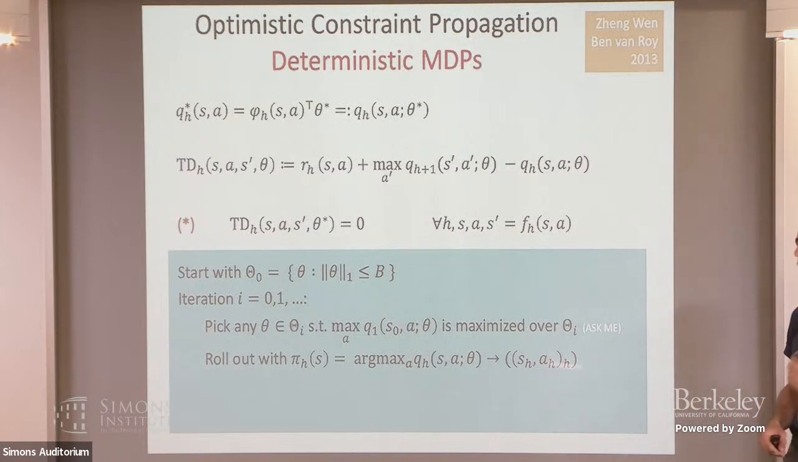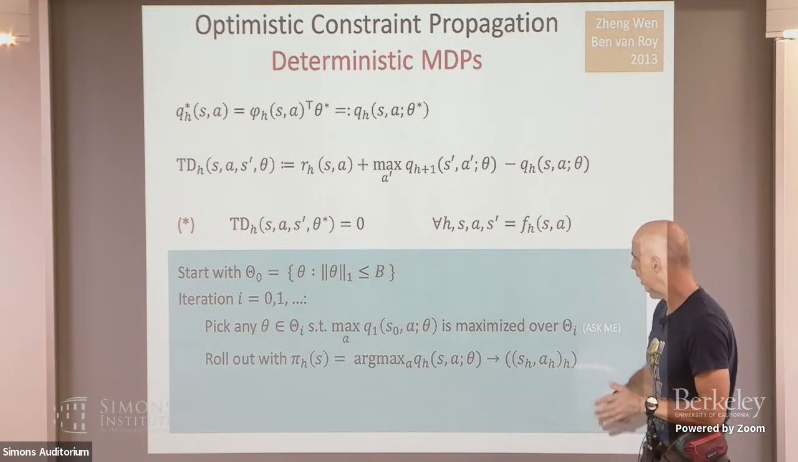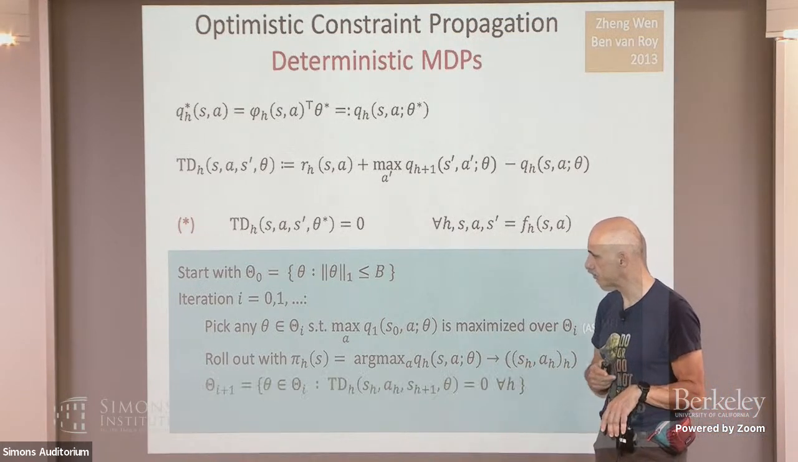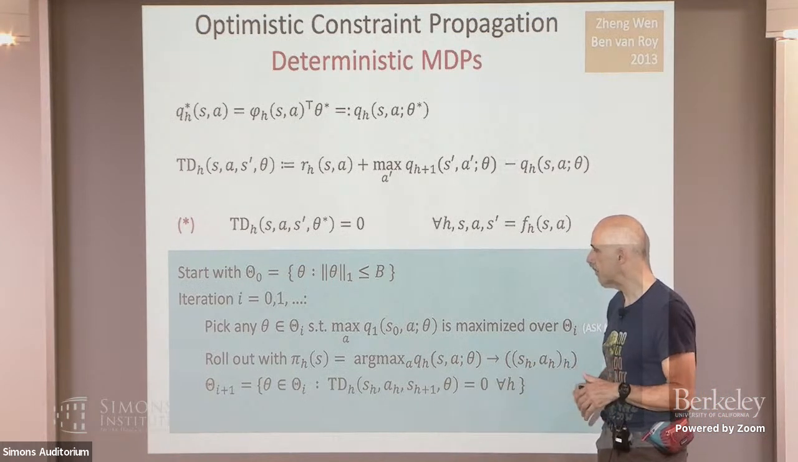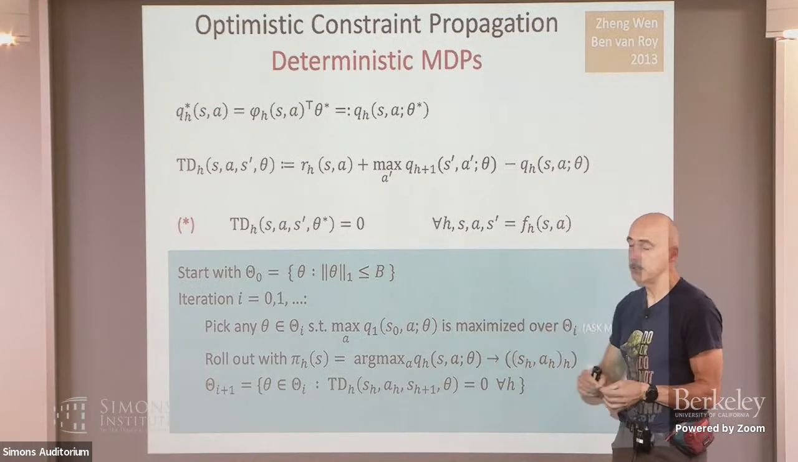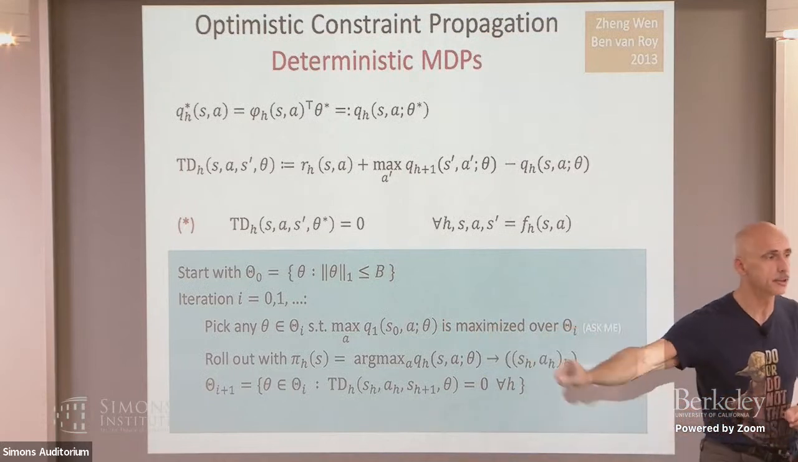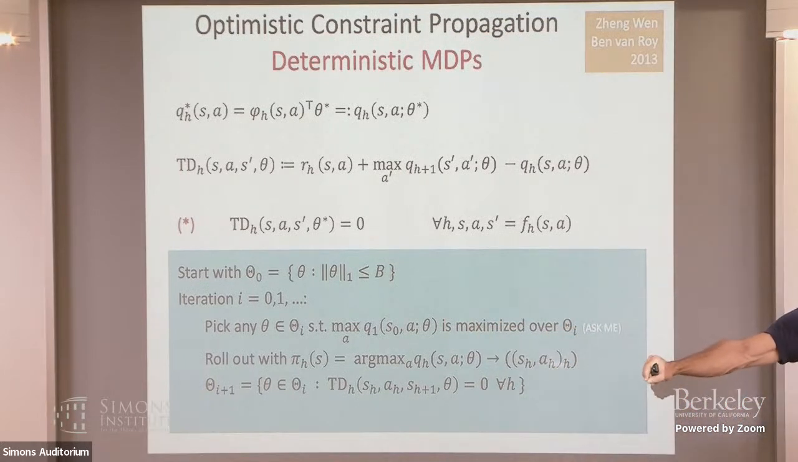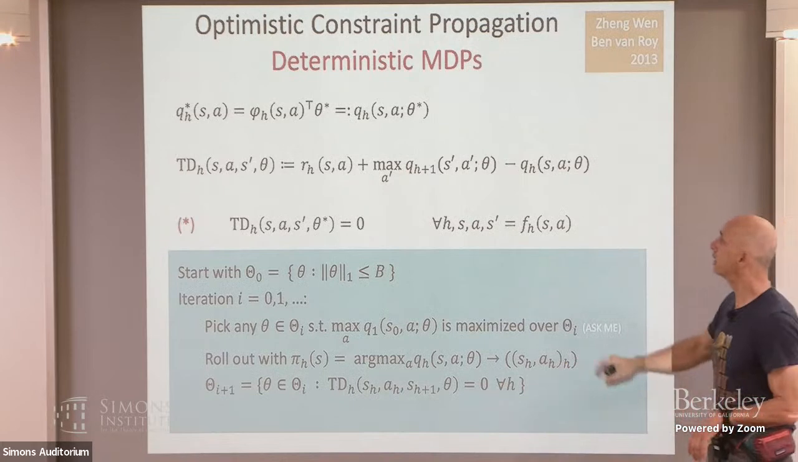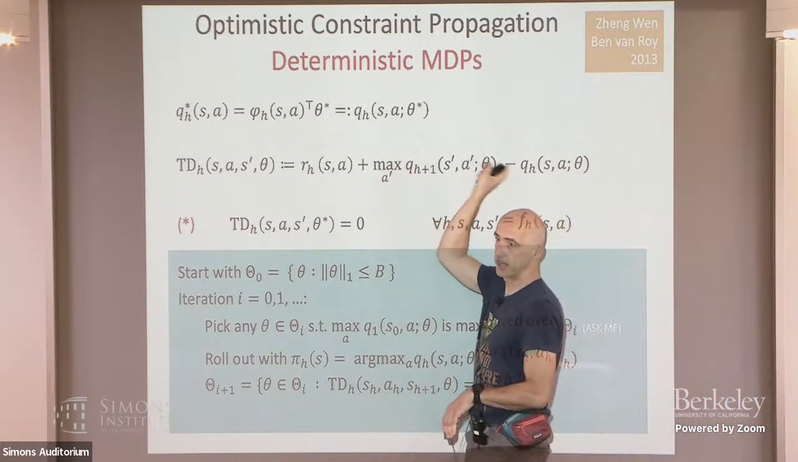So we roll out with the resulting policy up to the end of the trajectory. We collect all the data, so we collect basically a trajectory. It's deterministic, so there is only one trajectory up to the end. And then you can measure these TD errors along the trajectory.